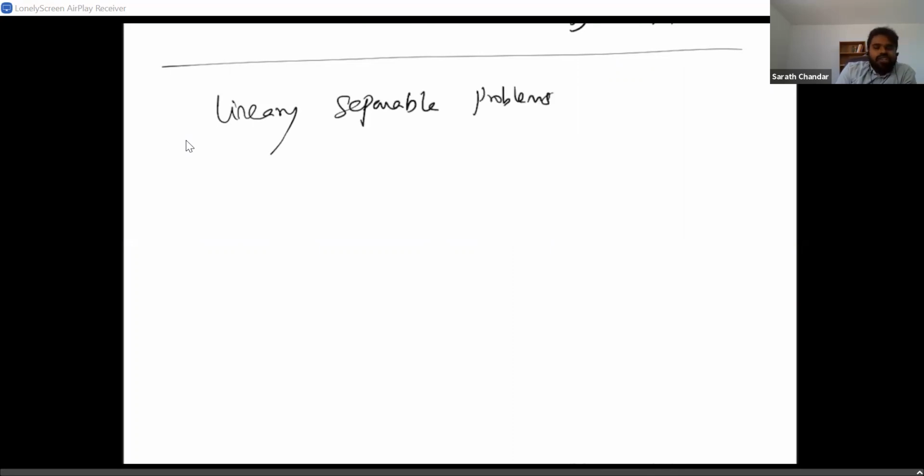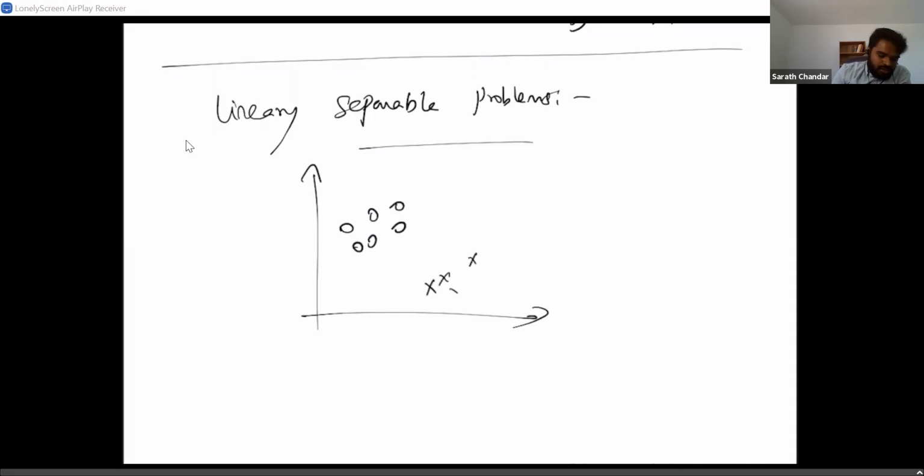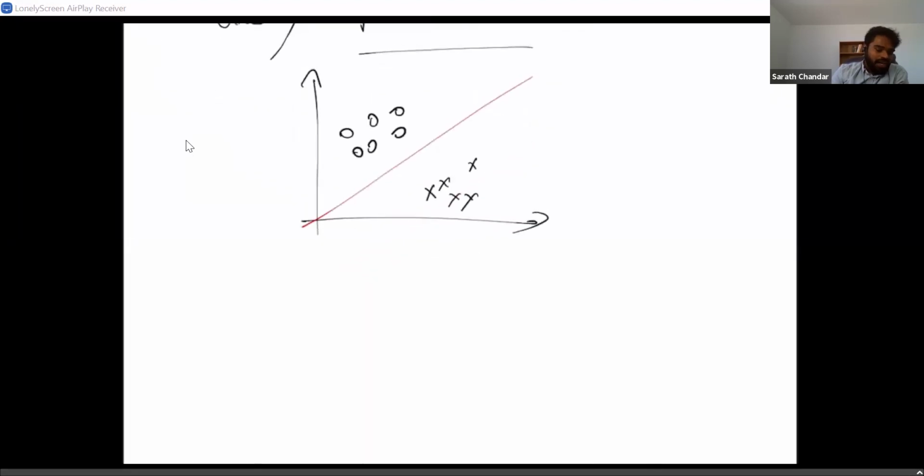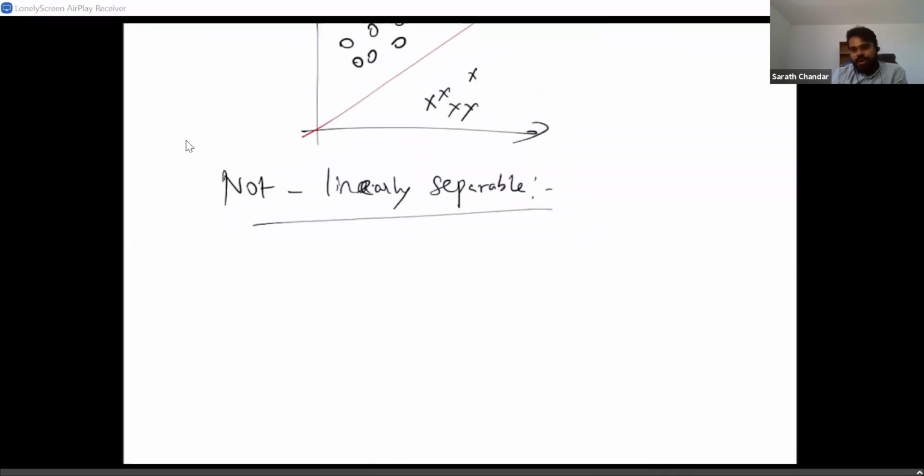which are easy to solve because you could just use a linear classifier, a linear model, and solve it. An example of a linearly separable problem is exactly what we have seen before. You have a bunch of circles and crosses and you need to classify them, so drawing a linear line is sufficient. And we also have problems which are not linearly separable. In fact, most real life problems are not linearly separable.